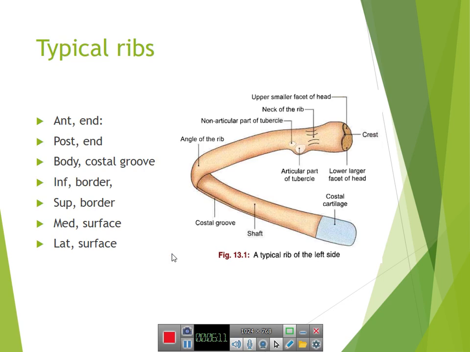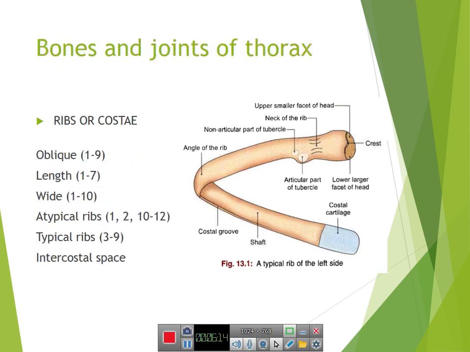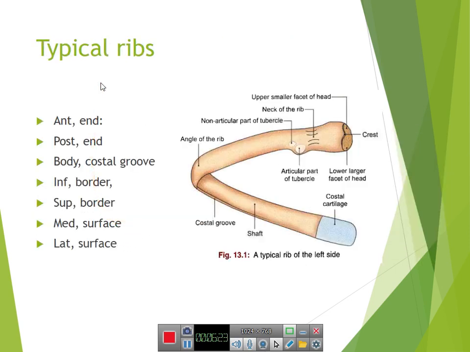Let's talk about typical ribs. Typical ribs are from the 3rd to 9th ribs. I'm going to tell you about two points that are important about typical ribs. For each rib, we should define the side determination and the features of a typical or atypical rib. So, in the side determination, I'm going to tell you about the anterior end.